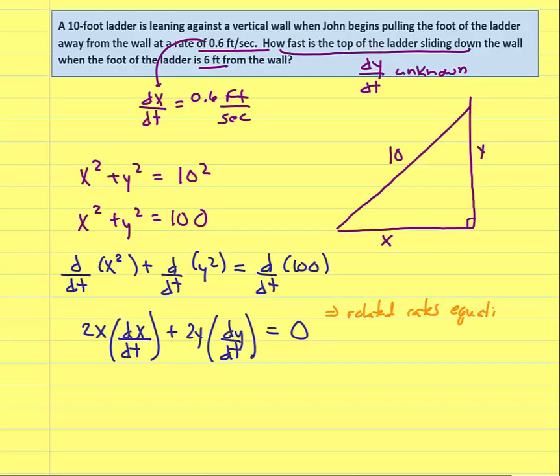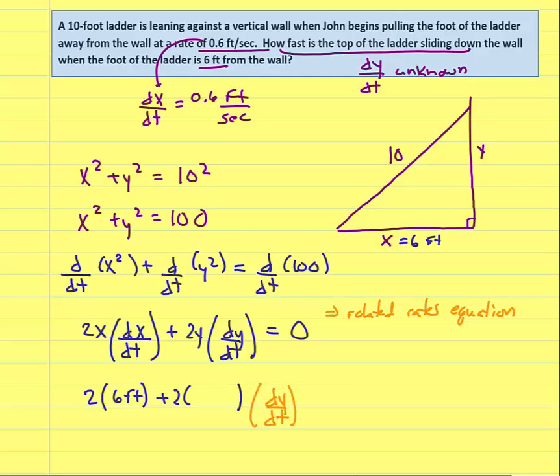Now what I want to do is figure out what variable I'm solving for. dx/dt I have information about, dy/dt is what I'm actually trying to solve. So let's go ahead and plug in. We have 2 times x. Now the x that I'm looking for here is that 6 feet from the wall. So they're telling me 6 feet is where I'm interested in. So here's that 6 feet from the wall. Now this is plus 2 times y. I don't really know anything about y. I'm going to have to figure that one out here in a second. And then this dy/dt is my unknown.